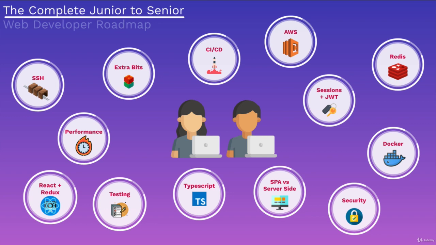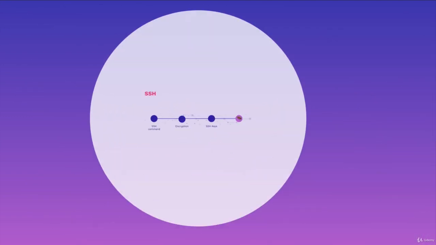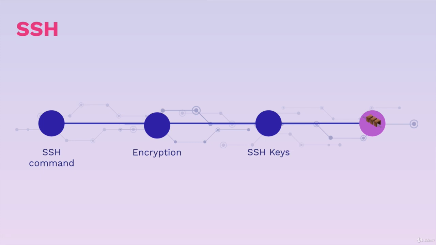Now, the first part of the course is going to cover SSH. And in this SSH section, we're going to learn about the SSH command, how to access remote computers, how to connect to a server that is in another part of the world. We're going to learn about encryption, about symmetrical and asymmetrical encryption, as well as hashing. And we're also going to learn about SSH keys, about generating SSH keys, what public and private keys are, and how to manage them on the server.